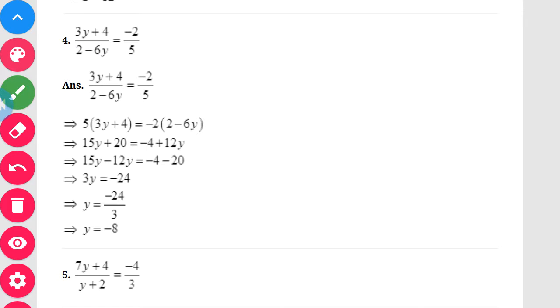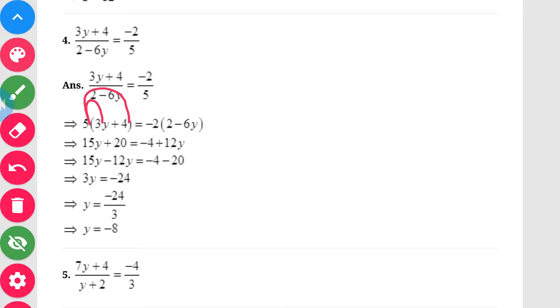3y plus 4 minus 2. See, if you just see here also the same condition, what we will do is cross multiplication again. So here if you just see 5 we have multiplied to this 3y plus 4, and 2 we have multiplied as it is minus 2. So minus 2 is multiplied to the down denominator.